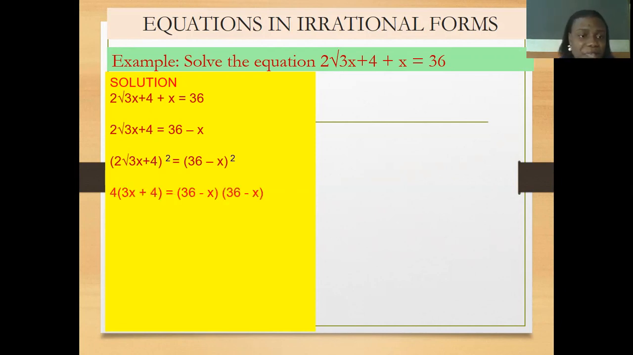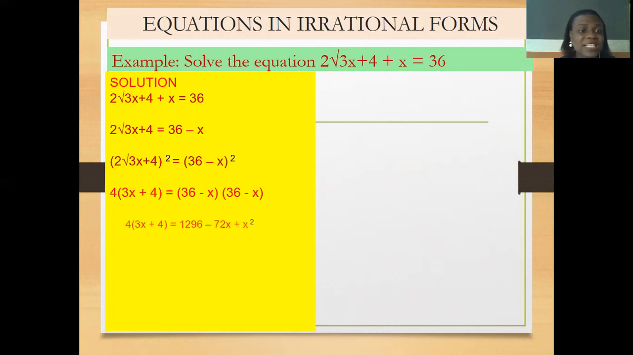So you would end up with 4 into, the 2 square is 4, then the root disappears. So 4 into 3x plus 4. Now 36 minus x all square means 36 minus x times 36 minus x, right? Okay. Now you know how to expand that, okay? So we're going to expand that.